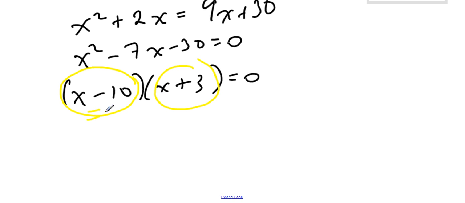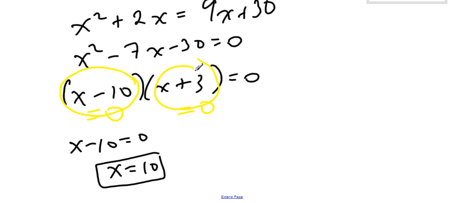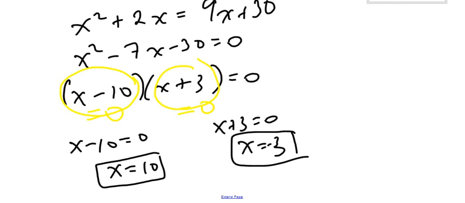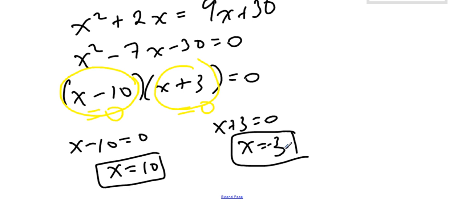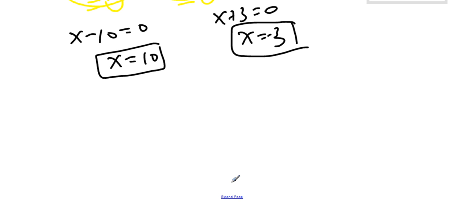So if this is equal to 0, I have a solution. Or if this is equal to 0, I have a solution. What value of x makes this 0? If x is 10. So there's one possible solution. Or what value of x makes it 0? Negative 3. So there's another possible answer. Now, again, remember that x is an integer, which means there's no reason to cross off negative 3. It possibly is a very perfect answer.